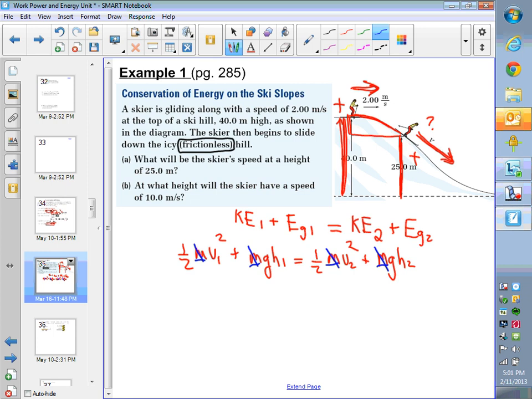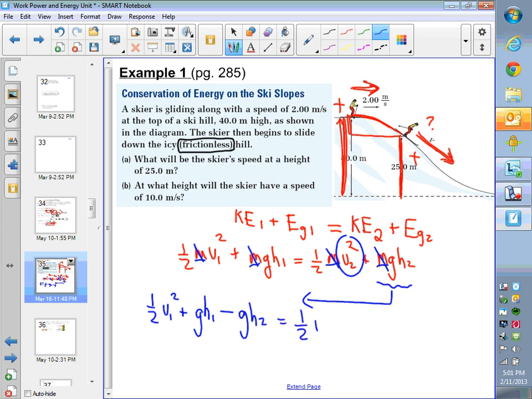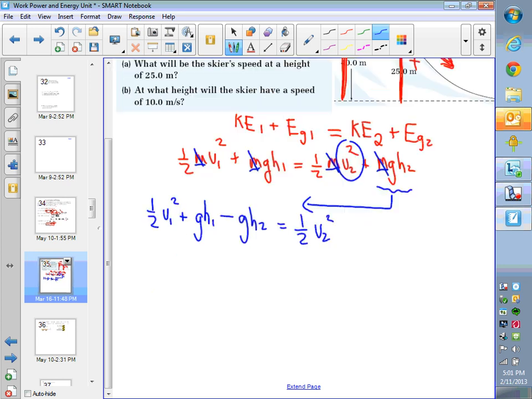So we just have 1/2 v1 squared, and then gh1, equals 1/2 v2 squared, and gh2. So we're trying to solve for this velocity right here. So we've got to take this term that's with it to the other side of the equation, and we're going to subtract. So you'll have 1/2 v1 squared plus gh1. Notice the masses are now gone. Subtract gh2, and that will be equal to 1/2 the velocity squared. I can simplify it more, but we'll just plug numbers in at this point just to make our lives a touch easier. So we're going to have 1/2.